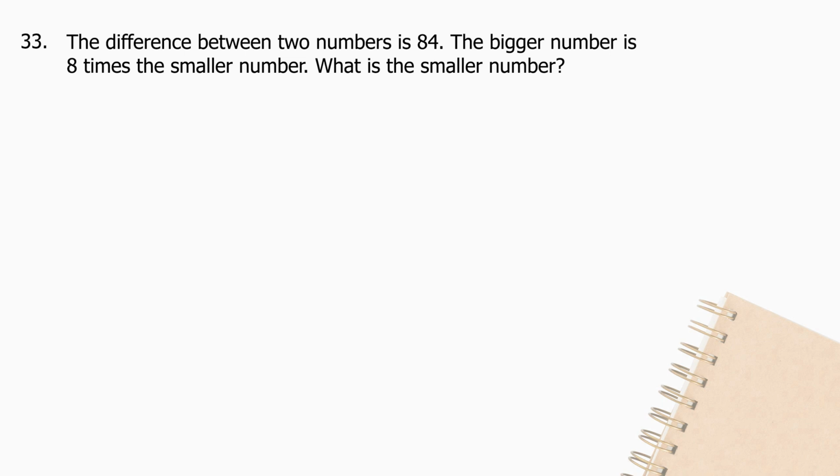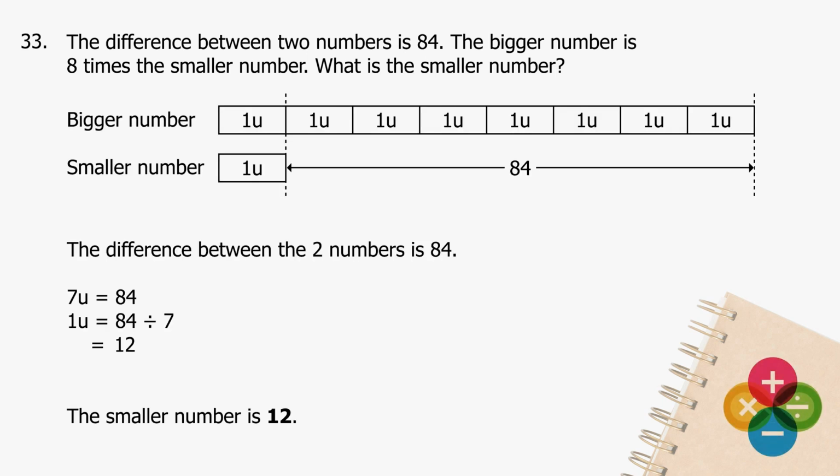Question 33. The difference between two numbers is 84. The bigger number is 8 times the smaller number. What is the smaller number? The difference between the two numbers is 84. 7 units is equal to 84. 1 unit will be, divide 84 by 7, and the quotient is 12. The smaller number is 12.